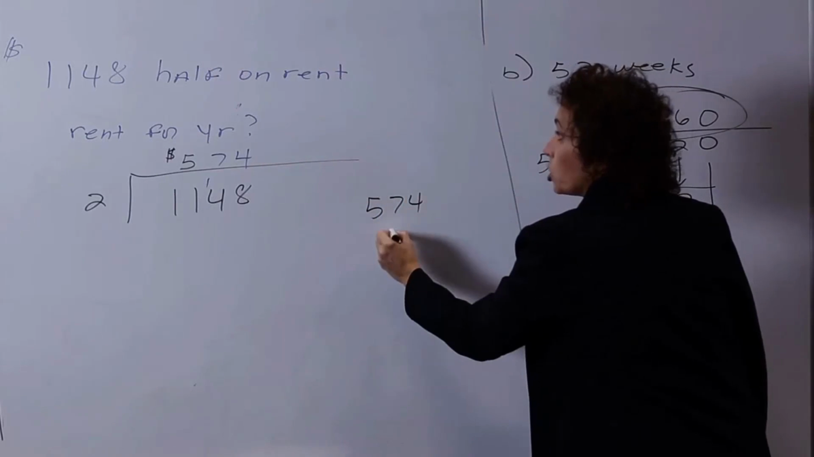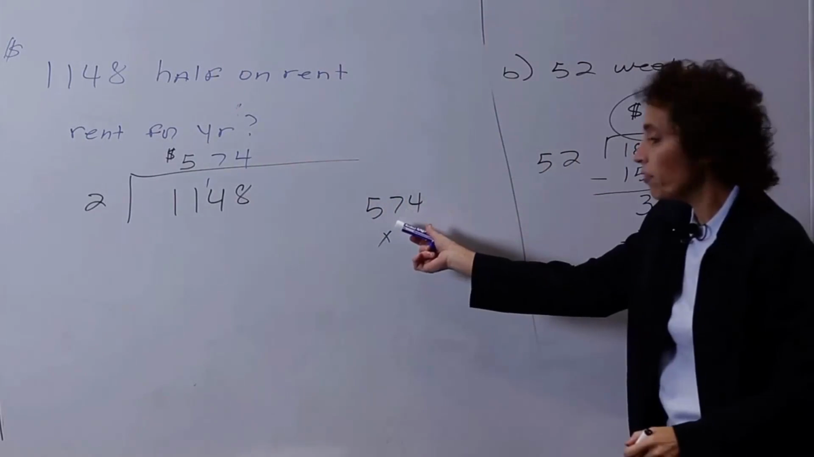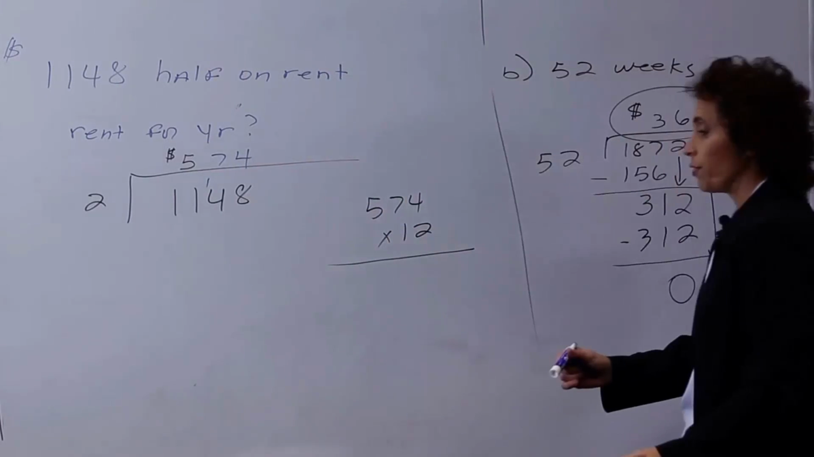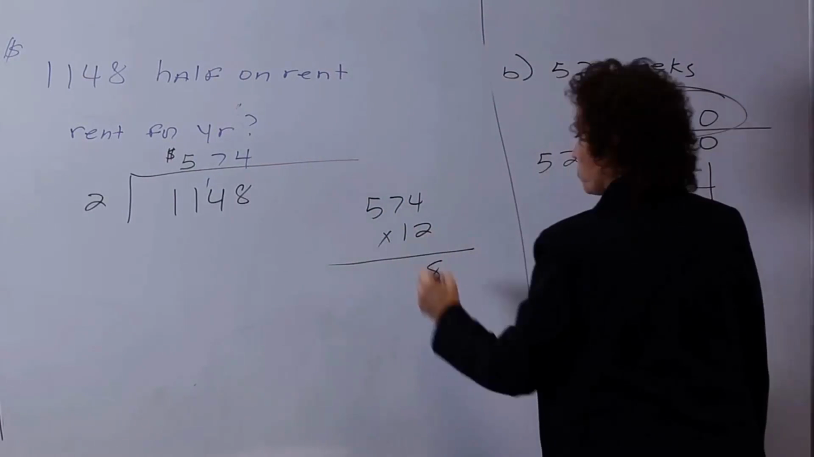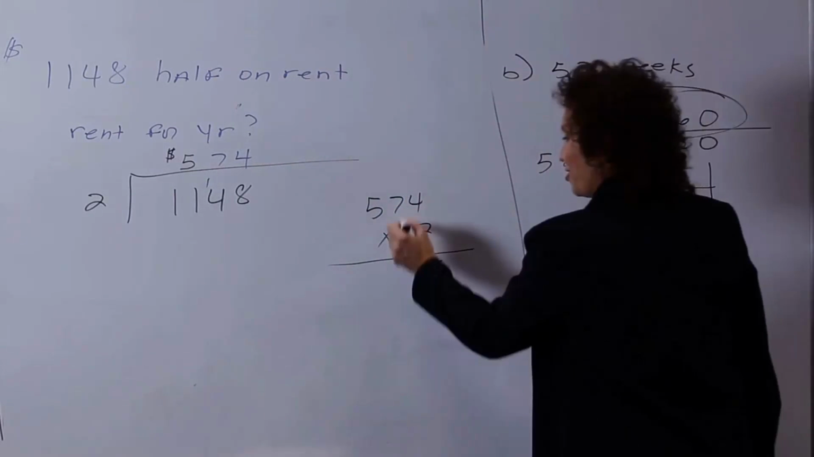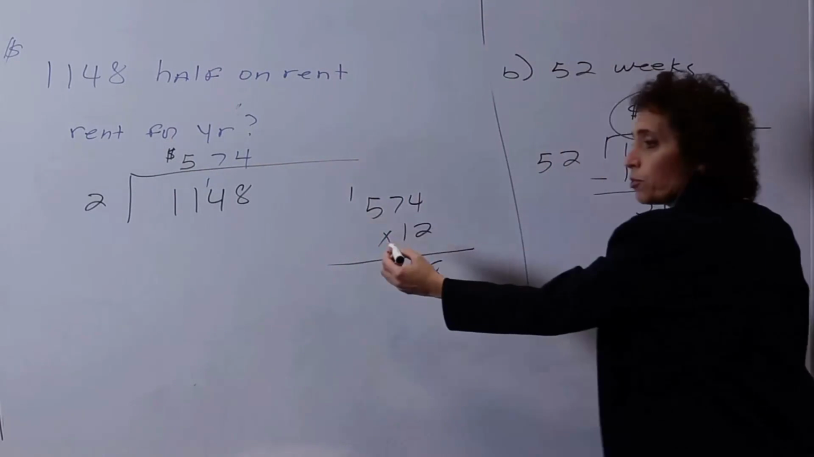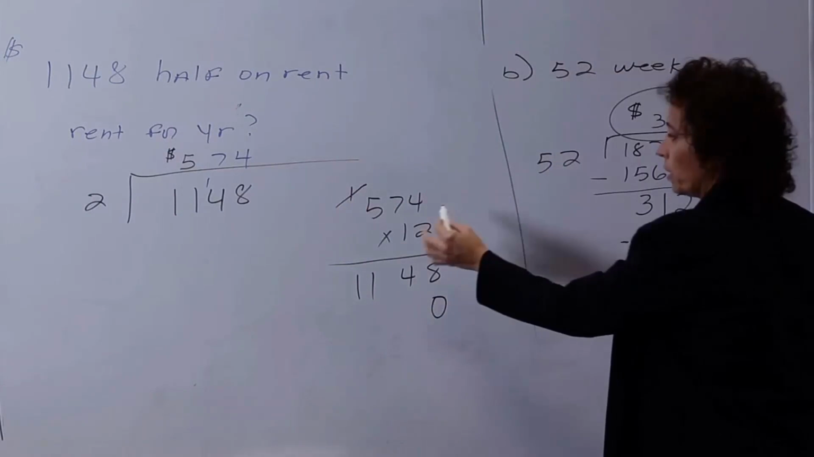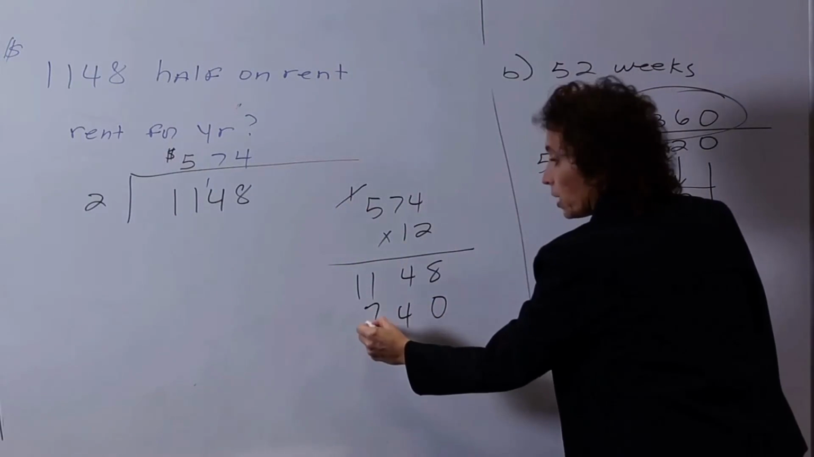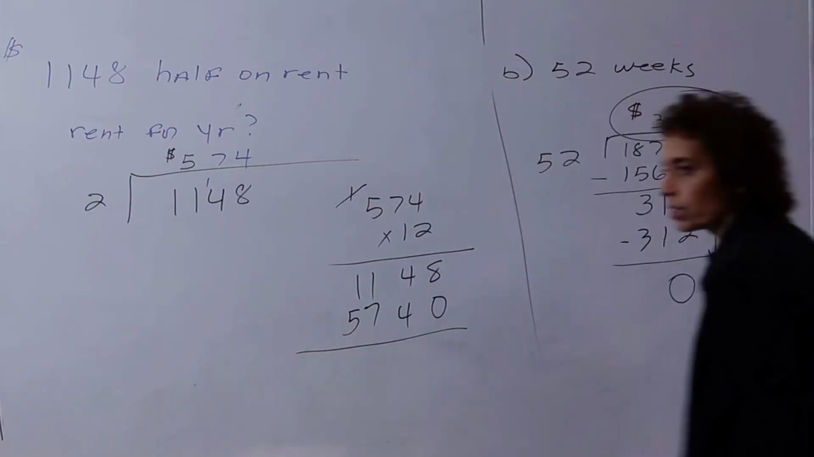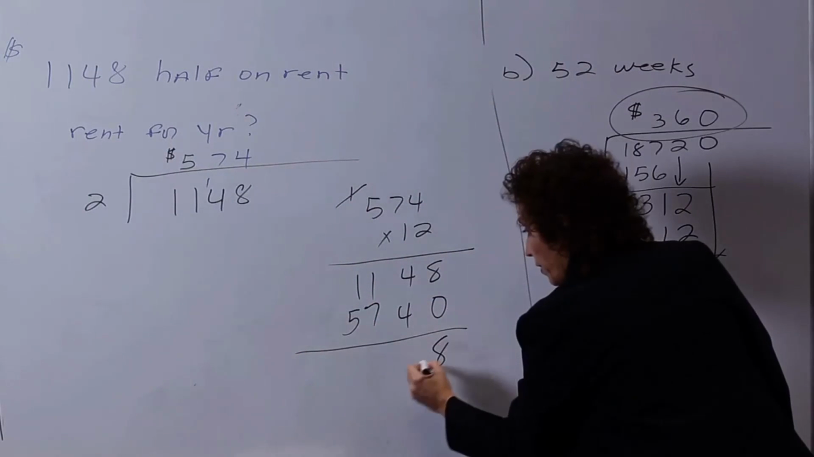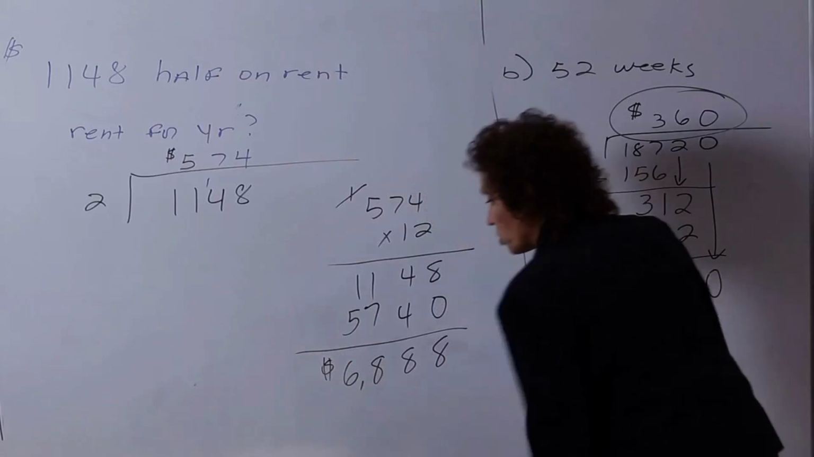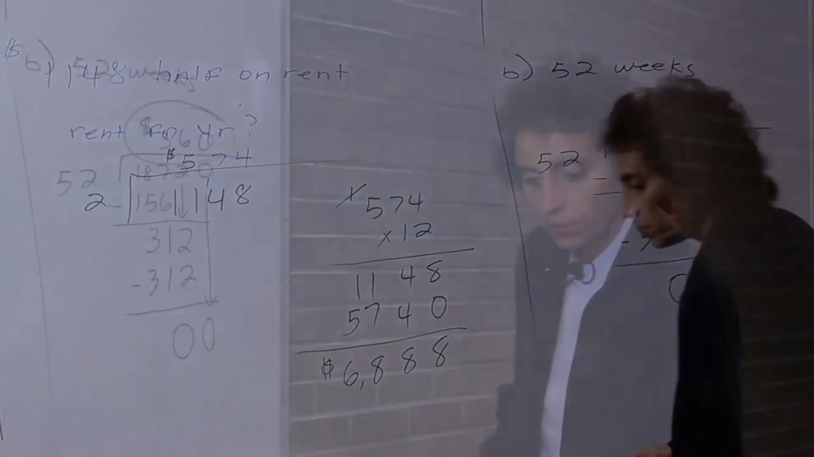But now we want to know how much he spends on rent for the year. So we have to take that monthly payment and multiply it by 12. Okay, 2 times 4 is 8. 2 times 7 is 14, carry the 1. 2 times 5 is 10, plus 1 is 11. And then, of course, we'll get the little placeholder going on. 1 times 4 is 4. 1 times 7 is 7. 1 times 5 is 5. Okay, so now we're going to add this up. 8, 8, 8, 6. $6,888 is how much he spends the entire year.